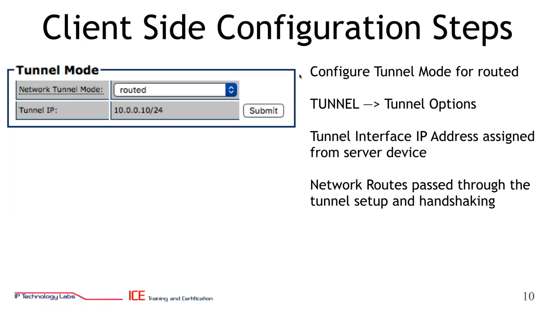On the client-side device, it's much simpler. We set the tunnel mode to routed. Once the tunnel gets established, this IP address will be given to him from the server-side network. So on the server, we define that client. That gets pushed to him. He'll get all his routing tables. He'll also get his interface IP dynamically from the server-side network.